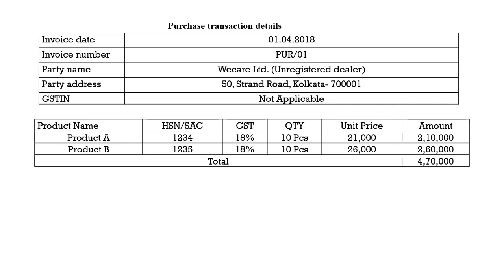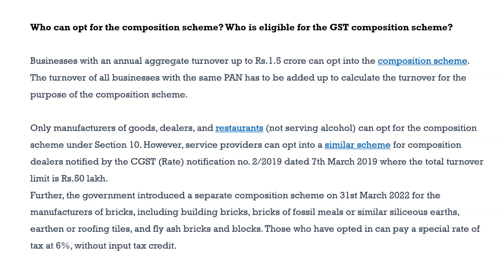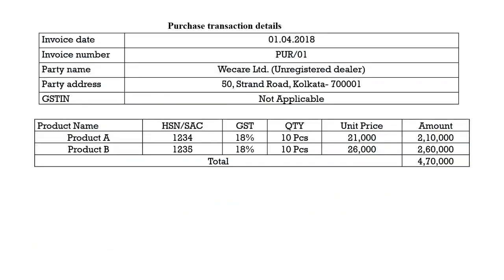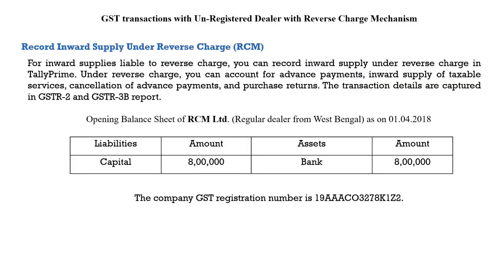There are two products: product A and product B. As we said in our previous class, the HSN/SAC code has been provided. GST rate for both cases is 18%. Quantity is the same, 10 pieces. Price has also been given and total has been provided. This is the problem. So this is the second slide. This is the detail of the purchase and this is the opening capital.